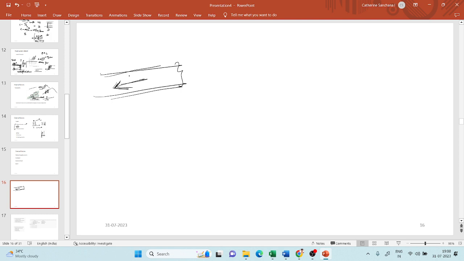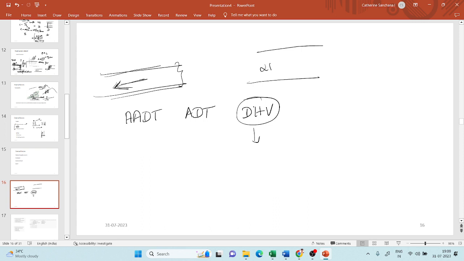Now, how will you determine the number of vehicles for which you need to construct this road? Here, there are concepts called, as I said, AADT, ADT, and design hourly volume. Now you want to know this design hourly volume. Why do we use this design hourly volume? As I said, my roadway is not going to have vehicles all 24 by 7.